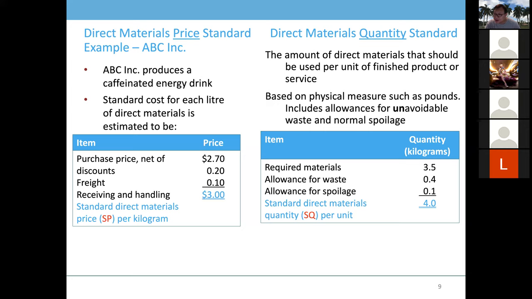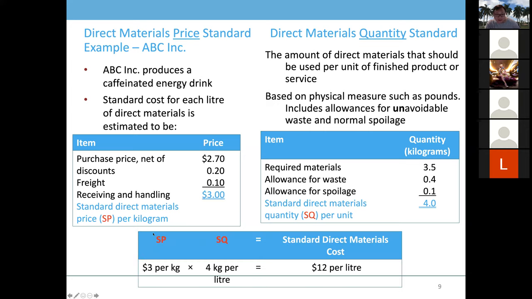So what's your standard direct materials cost? Your standard direct materials cost equals your standard price per kilogram times the standard quantity, SQ, in kilograms. So we have $3 for each kilogram times 4 kilograms for each liter of the drink. Therefore, to make 1 liter of energy drink, the standard cost would be 3 times 4 equals $12.